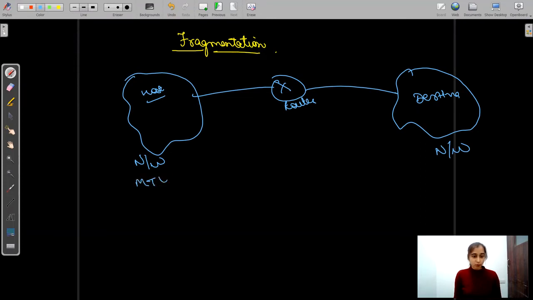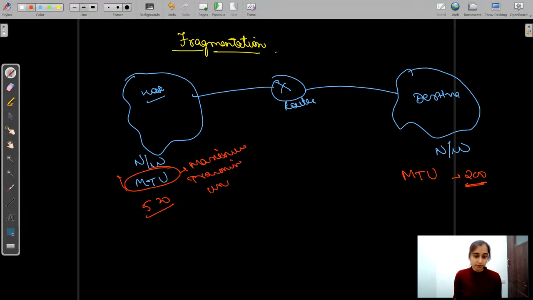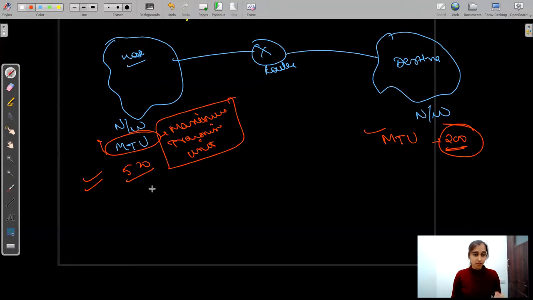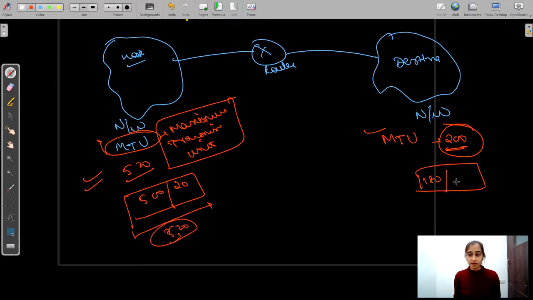Now the MTU of this network is, let's suppose, 520, and the MTU of this network is, let's suppose, 200. What is MTU? MTU is the maximum transmission unit. It means the maximum size of datagram a network can transmit. So this host can transfer a datagram of size 520: 20 bytes of header and 500 bytes of data. The other network can take 200: 180 of data and 20 of header.